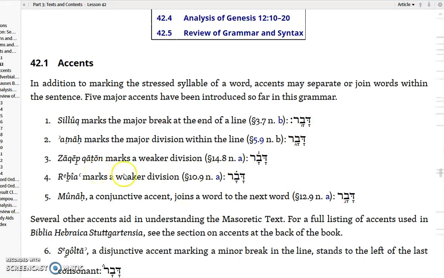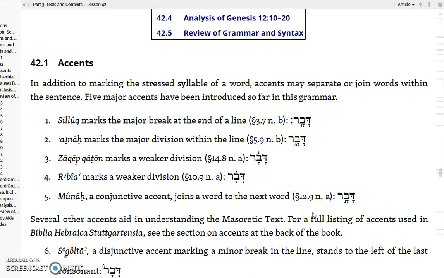And then you have the zakef katon, which is the 2 little dots above the bet here in the example on the screen. That would be marking a weaker division. And then there's a rabia, which marks a weaker accent division. Again, it's a little diamond-shaped dot above the bet there. And then finally, the munah is a conjunctive accent, which is a little bracket thing that you see there.